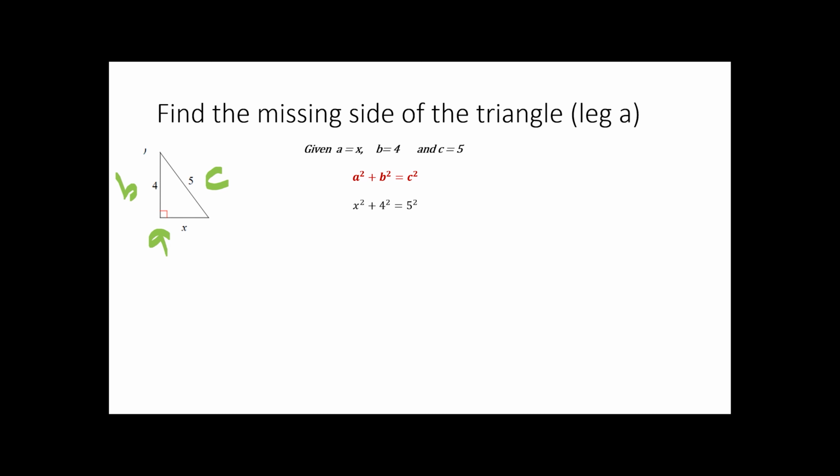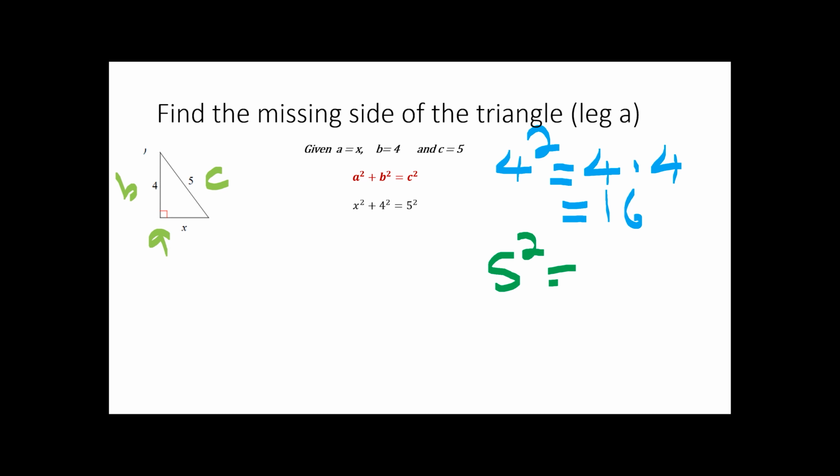Then 4 squared. Recall, 4 to the power 2 is 4 times 4, which is 16. And then you have 5 squared, which is 5 times 5, which is 25. 4 squared is not 4 times 2, and 5 squared is not 5 times 2, which is the common mistake. So we have x squared plus 16 equals 25.